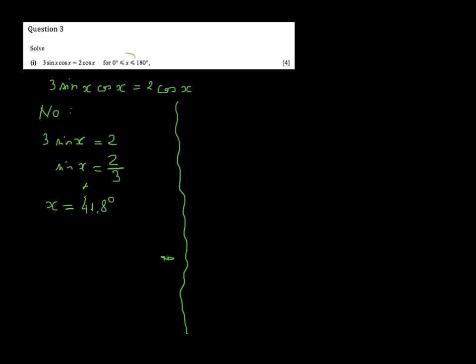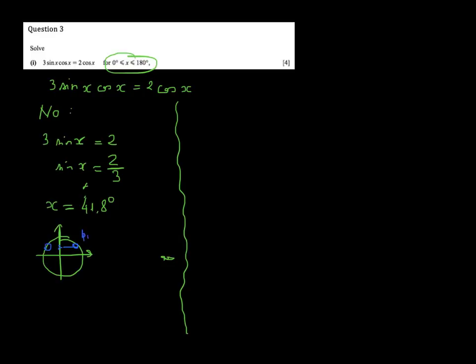Now, because the domain is given in degrees, I need to give my answers in degrees as well. Is there another angle which gives me the same sine between 0 and 180 degrees? So sine of x equals 2 over 3.